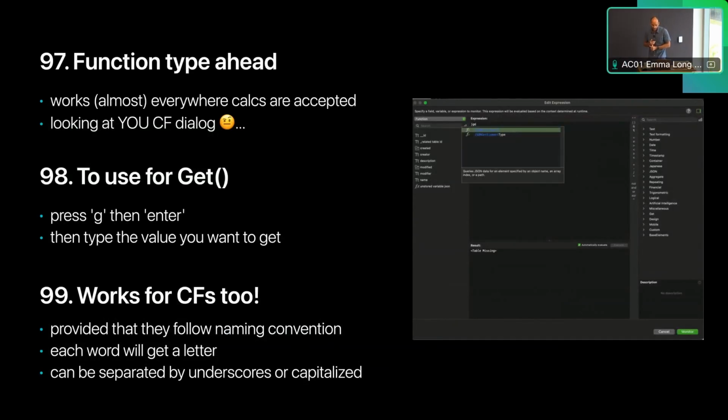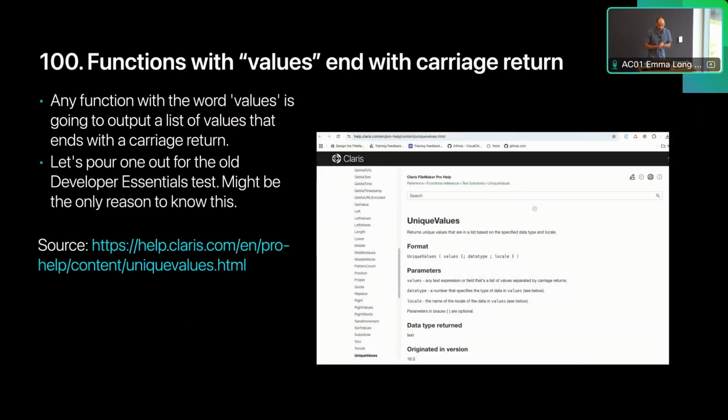Function type ahead also works everywhere except the custom function dialog. You can use this even for get functions, but it's a little bit different. You type G, hit enter, then it will bring you the get. And inside of that, you then type the character combination for the thing that you're trying to get. So if you're trying to say get account name, it would be G, enter, AN. And then it will put the account name in there. Also works for custom functions if you use a naming convention that follows that. Okay, functions with values will always end with a carriage return. Just something to know. Let's pour one out for the developer essentials on that.